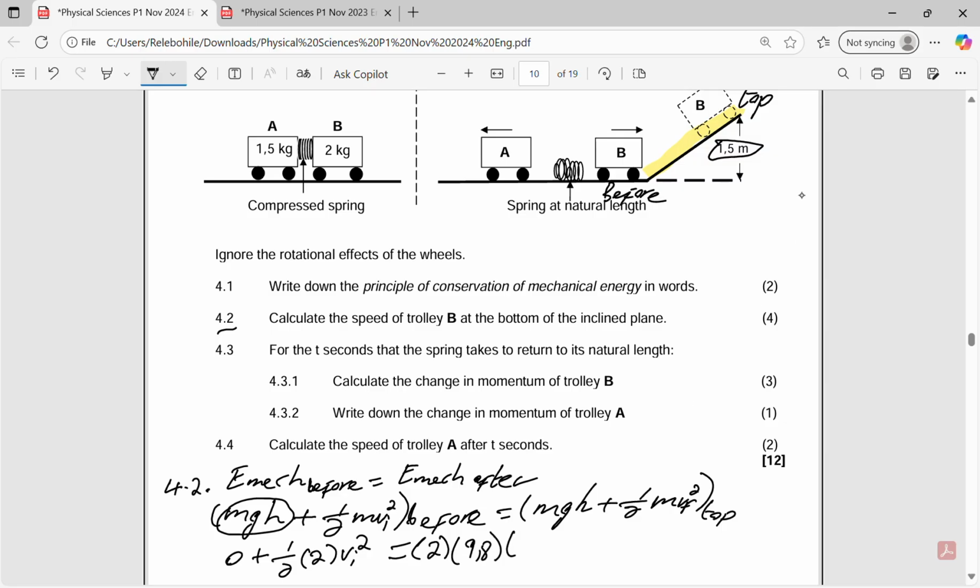9,8. The height in this case is 1,5, plus half mv squared final. Here, guys, it means that when my block, or rather trolley, reaches the top, the final velocity becomes 0. And if the final velocity becomes 0 here, it means that velocity will multiply this half m, and everything here will be equal to 0. Okay, so here I will have 0.